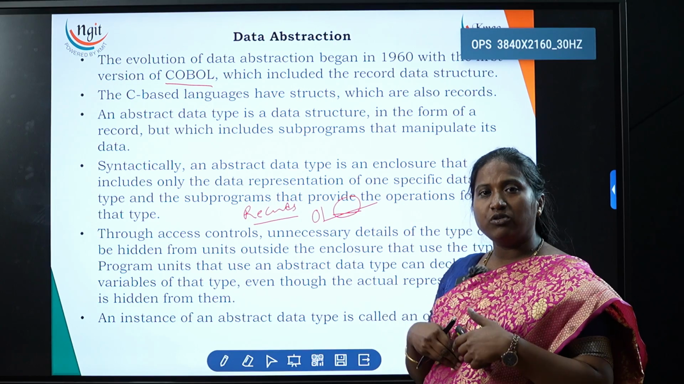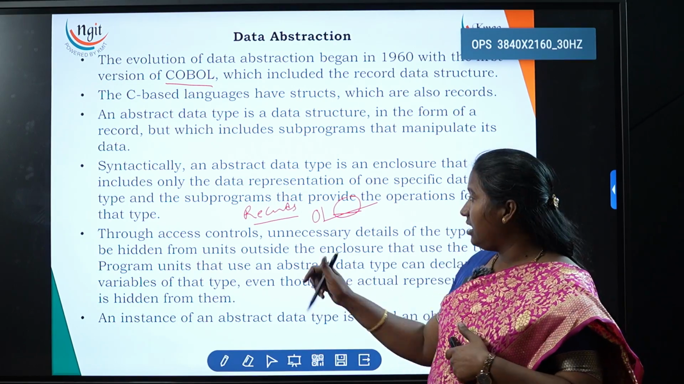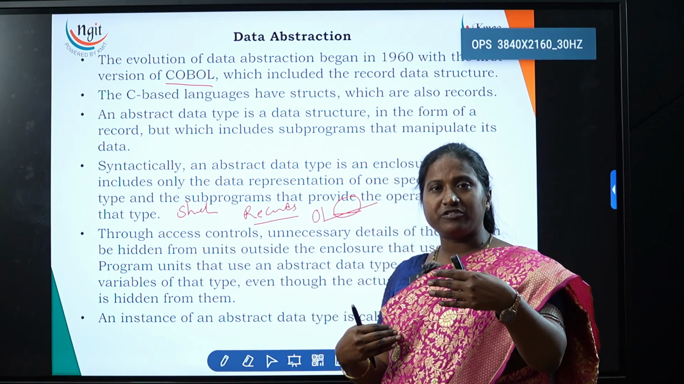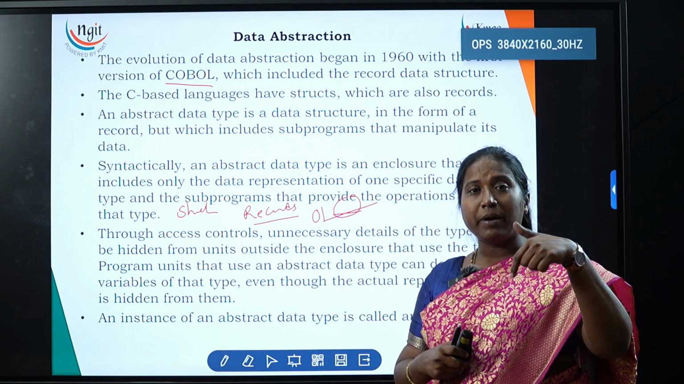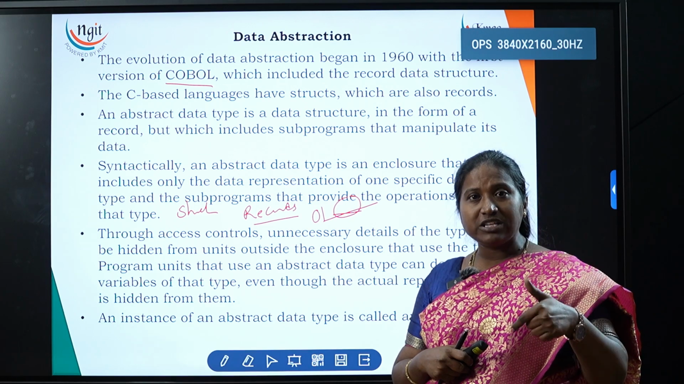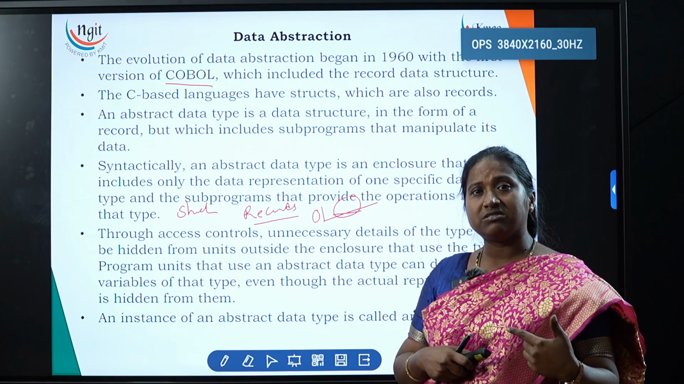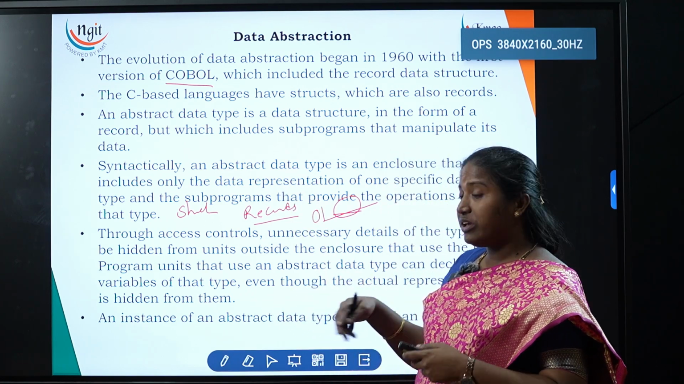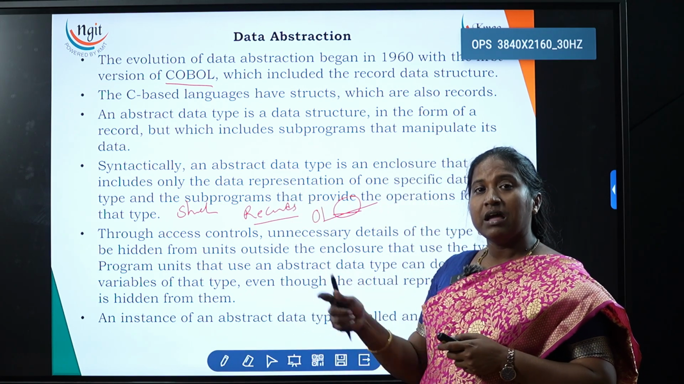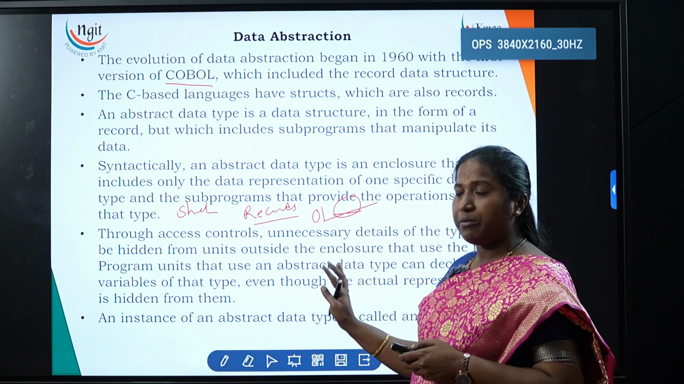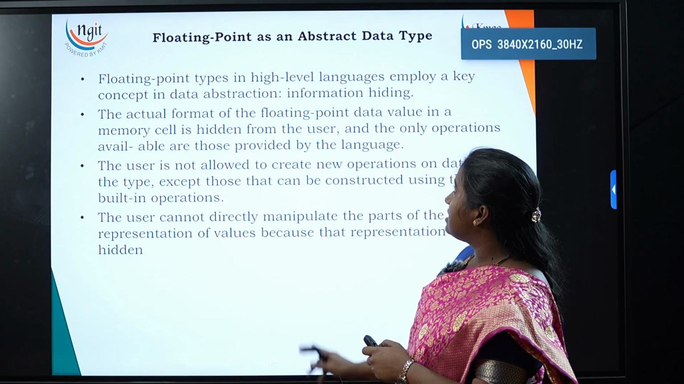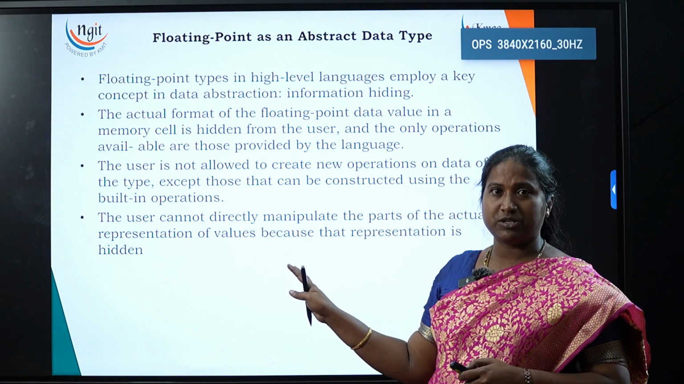Even C supports data abstraction partially with the help of structures. We'll hide the data of the structure and we'll create a member of the structure through which we will access the whole structure, right? So these are the programming languages which use different kinds of abstraction, and we'll see about data abstraction too. So this is about process abstraction.